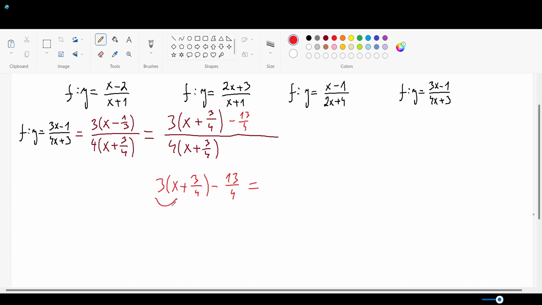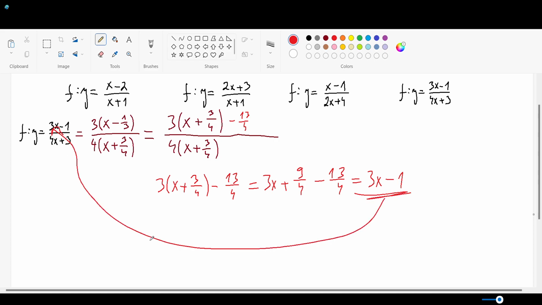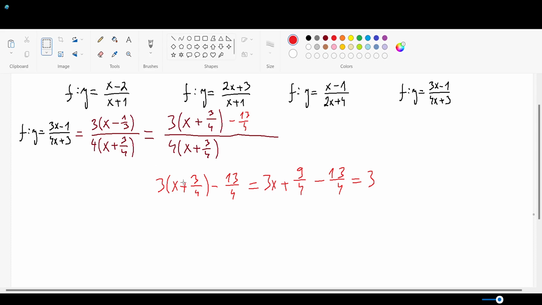So if we do the multiplication here, we will have (3x plus 9)/4, take away 13/4, which is 3x, take away 1. This is really what we wanted to get. So we are correct, we are right. And here comes another tricky thing, but the procedure remains the same as before.